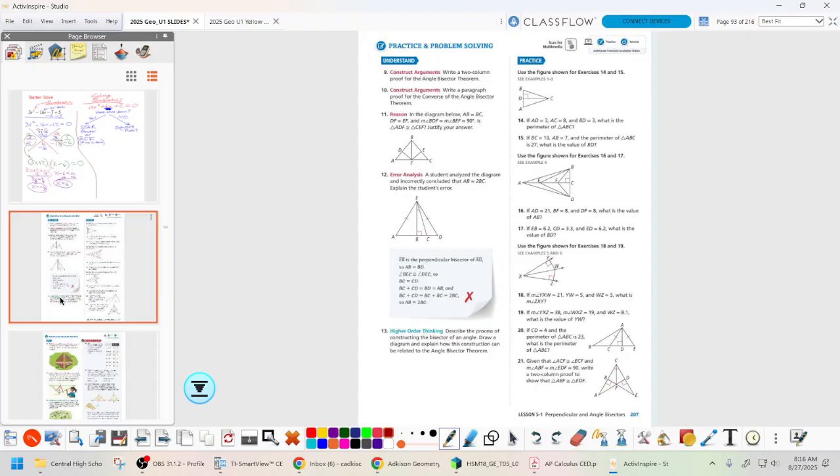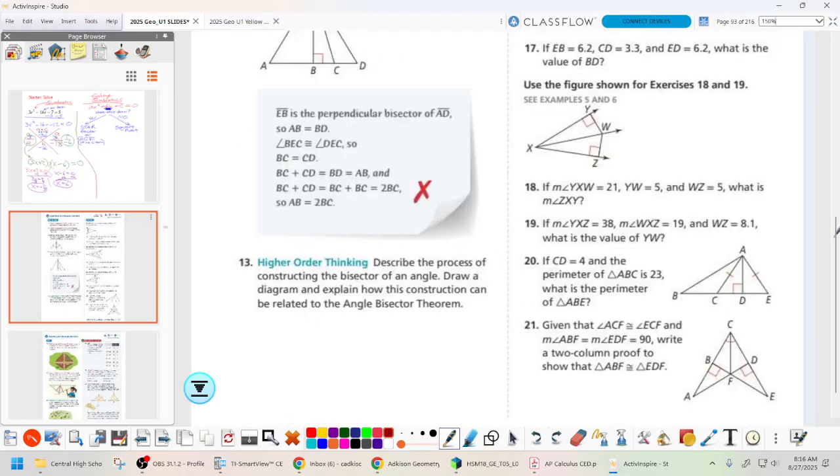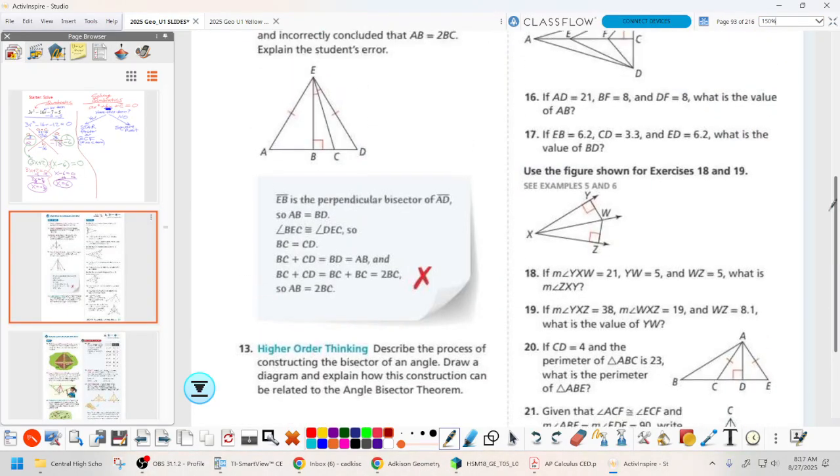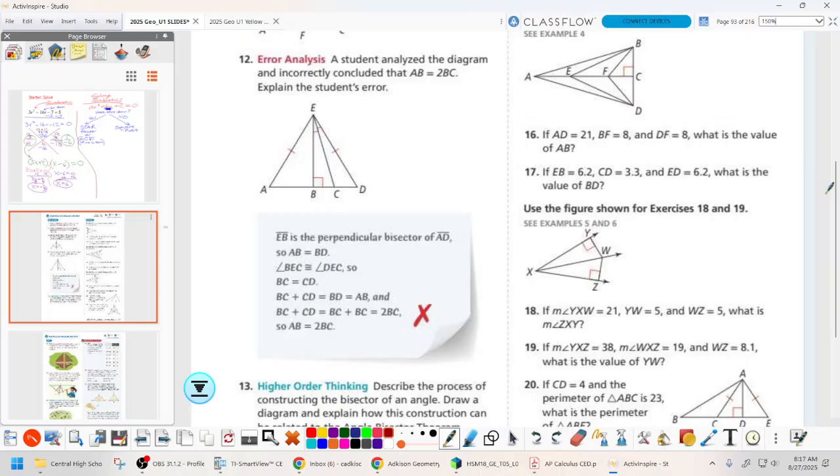Okay, let's go ahead and check. I'll show you the answers starting at 14, but number 12 is easier to just look at. All right, so remember this is all about perpendicular and angle bisectors. So there's some kind of error in here, and he concluded that AB equals 2BC. In other words, this length is twice BC. Well, let's see where he went wrong.